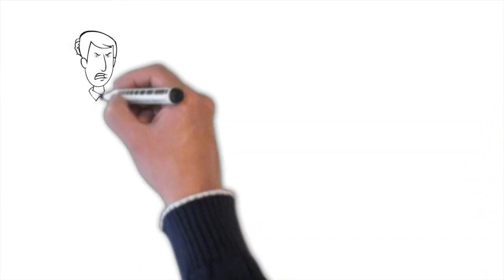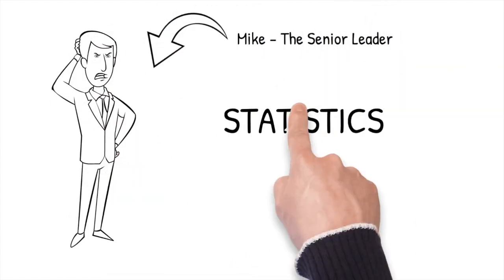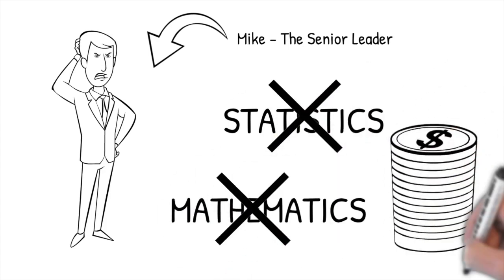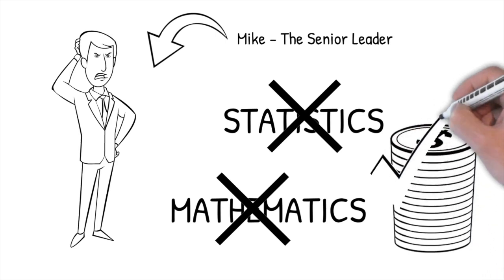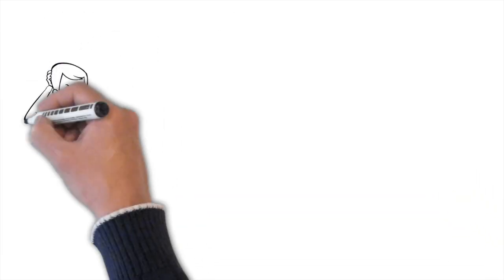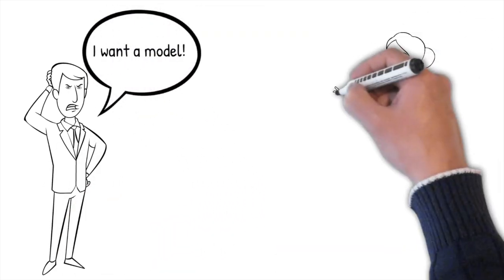This is Mike. He's a senior leader at your company who has heard many data science buzzwords, but has very little knowledge of statistics and mathematics. On the other side, he's making a ton of money. Mike wants you to build a classification model that will be very easy to understand and easy to interpret.